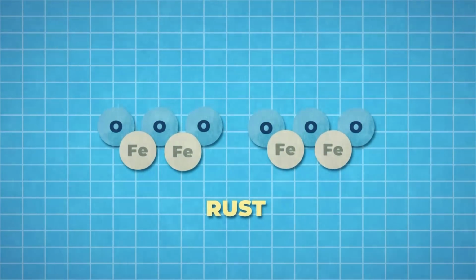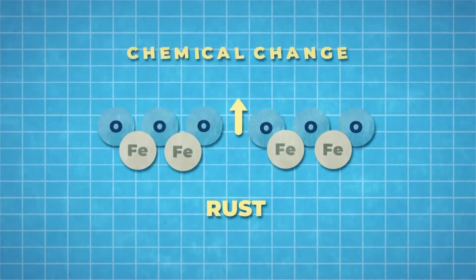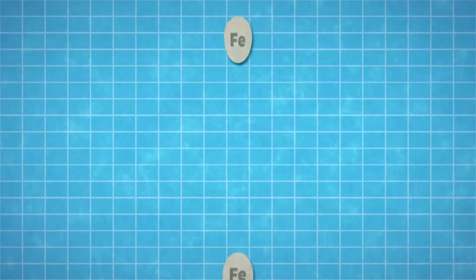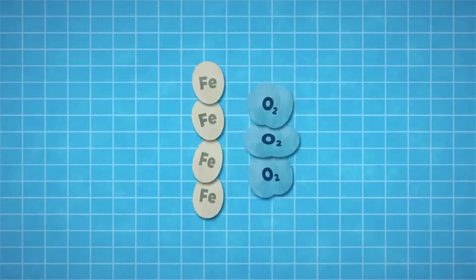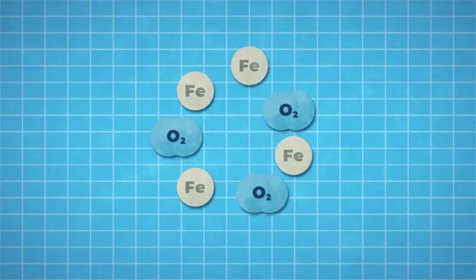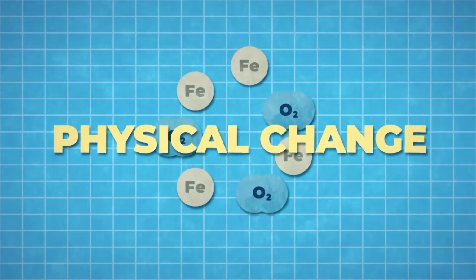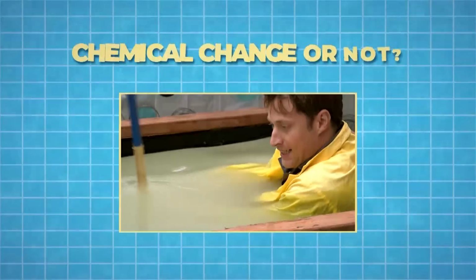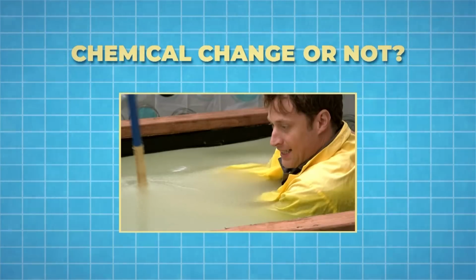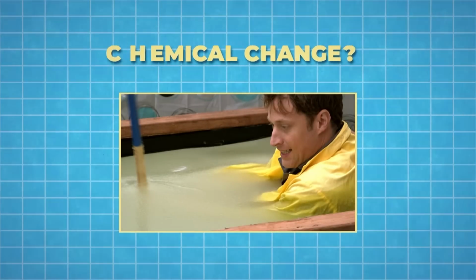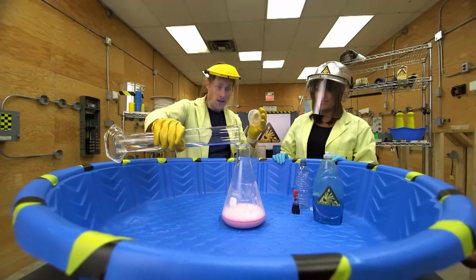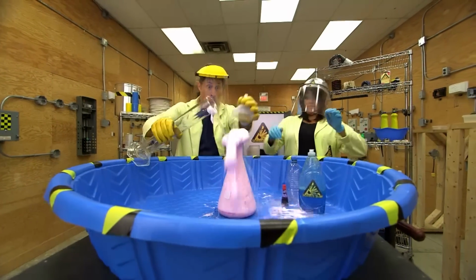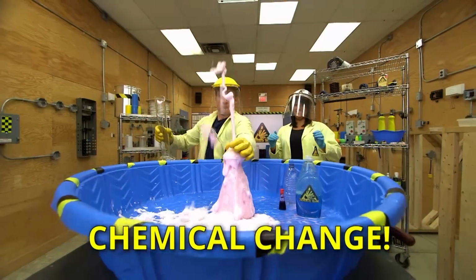Rust is a different chemical than either iron or oxygen. It's a chemical change. Now, if these molecules mixed and did not change, then it's not a chemical change, it's a physical change. Sometimes it's hard to tell if it's a chemical change just by looking, but asking what kind of change it is leads to good science. So let's look at some examples. Vinegar and baking soda. Is it a chemical change? Yes. Vinegar and baking soda react to form different chemicals.